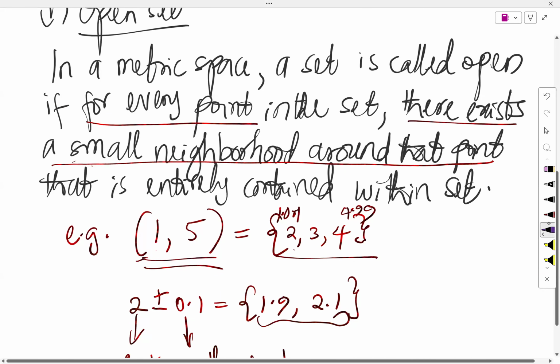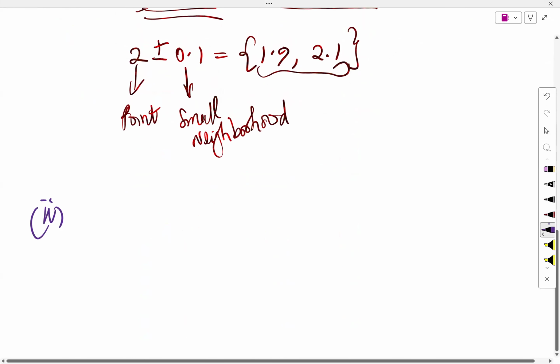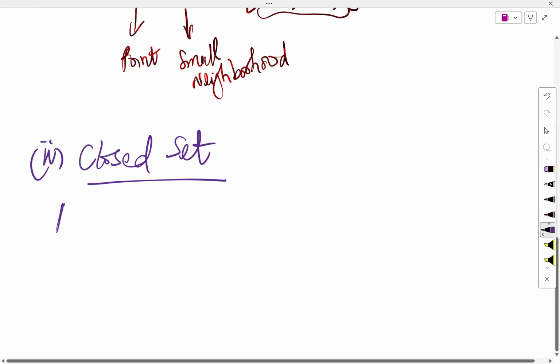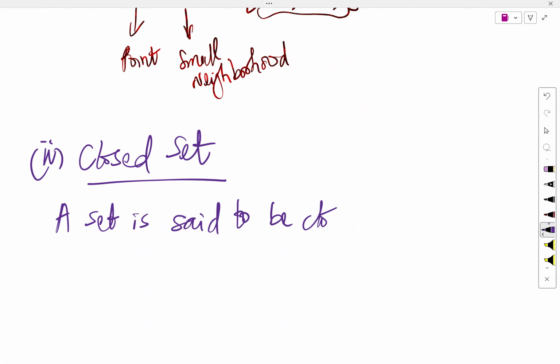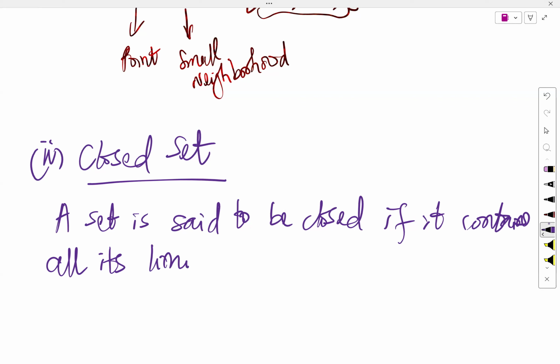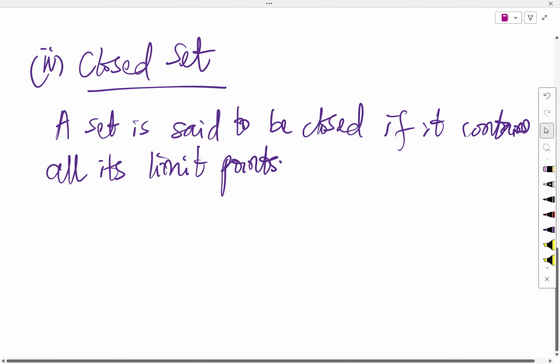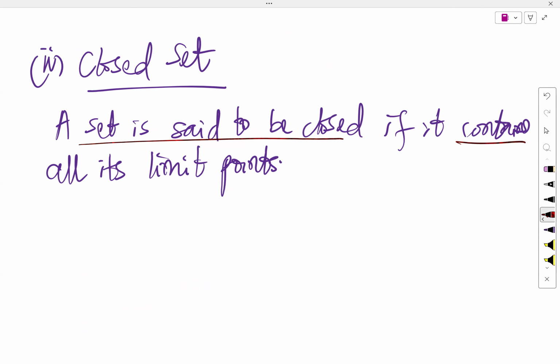Okay, so let's move ahead and talk about two, a closed set. A set is said to be closed if it contains all its limit points. In the case of an open set, the limit points are excluded. 1 and 5 are the limit points here, but they are excluded in an open set. But in a closed set, the limit points are included. So a set is said to be closed if it contains all its limit points.